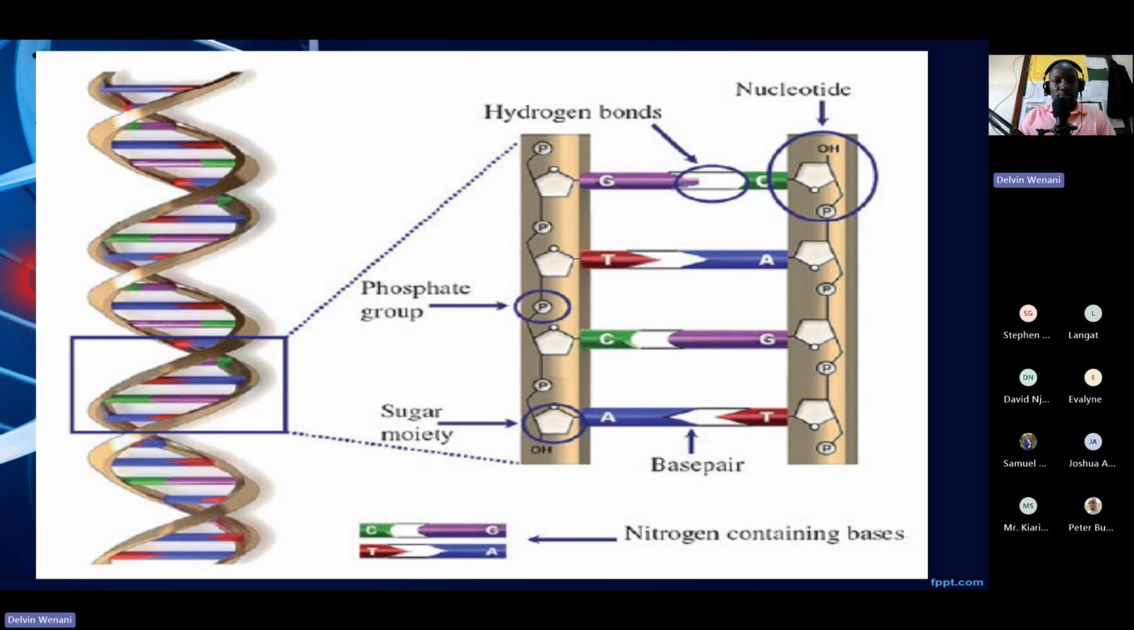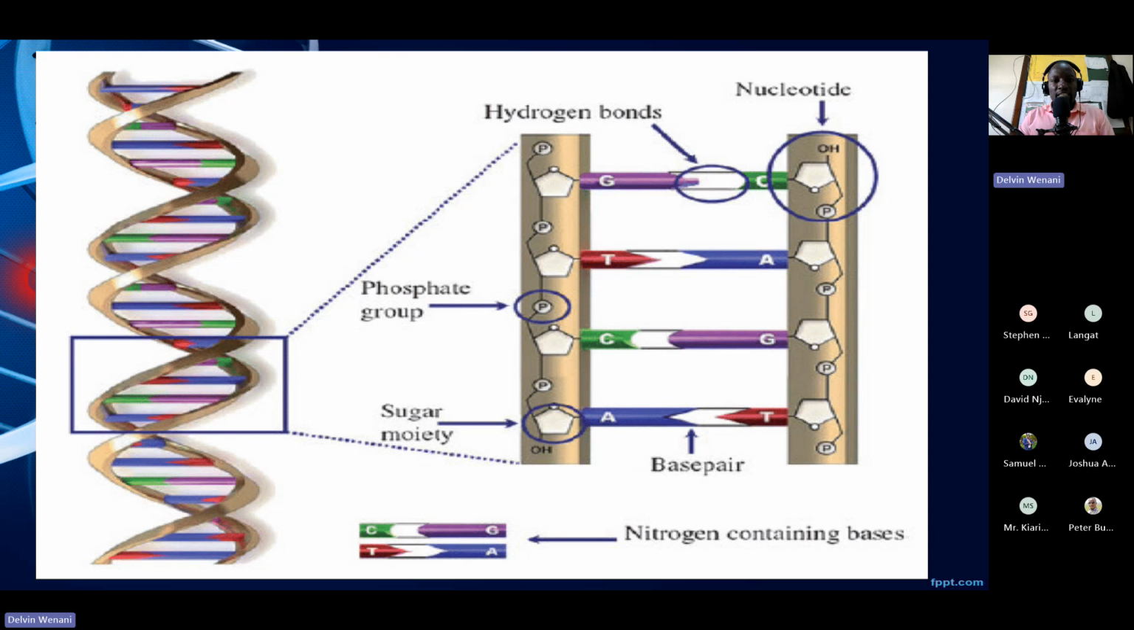Then we have a hydrogen bond in between here. Now this hydrogen bond is very important. I'm insisting on the hydrogen bond because as we move forward, I'll be talking about how the hydrogen bond is broken down so that we can untwist the DNA. So this is a hydrogen bond.